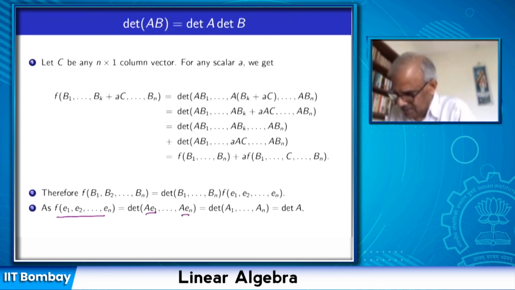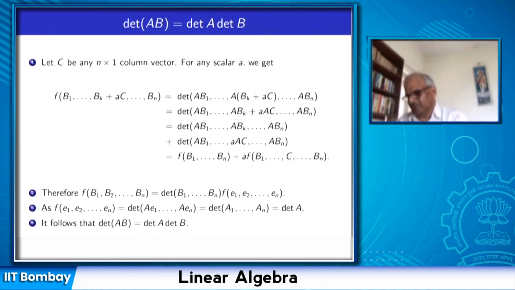But Ae1 is A1, the first column vector, AEn is the last column vector. This is determinant of A. So the value of F on the identity matrix is determinant of A, and therefore this becomes determinant of A. This is determinant of B, and therefore this is the determinant of AB. So I didn't apply any formula for the determinant of a matrix.